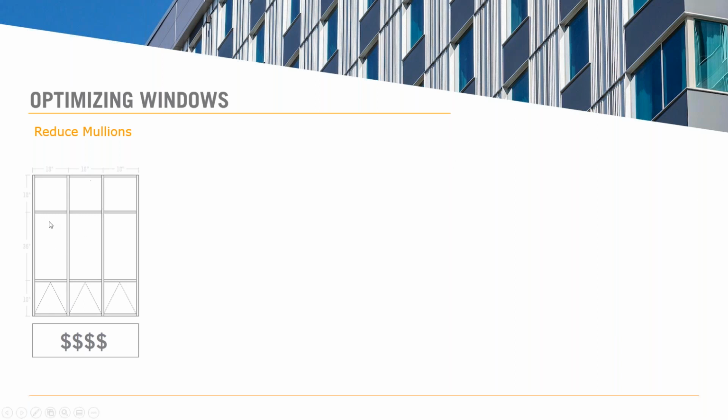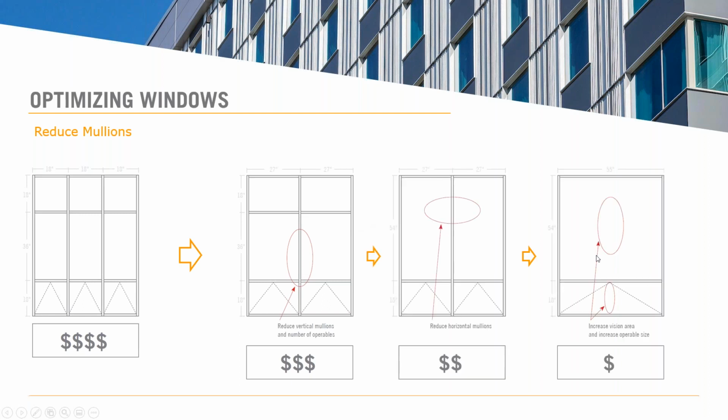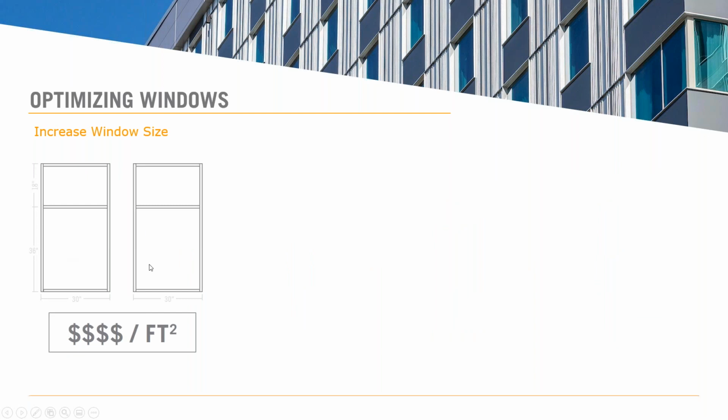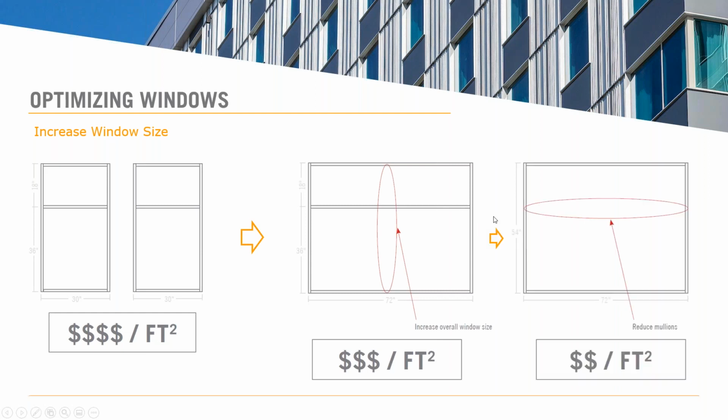Typically we'd see this kind of a design on a residential building. Let's cut out mullions, make those openers bigger, and simplify. Also, we see a lot of this as well, little small punched openings. Combine those, make a bigger one, get rid of the mullions, make it way less expensive.